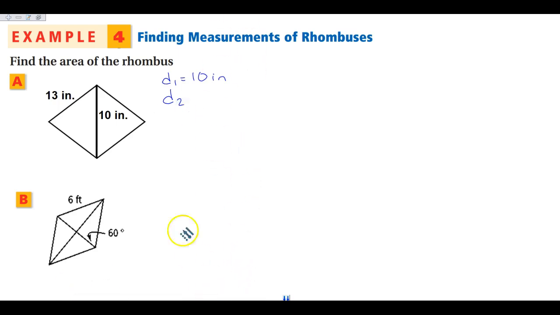So here is how we're going to take care of this. We are going to draw in the second diagonal. All right? Now, the first thing that we need to remember is that with our rhombuses, diagonals are perpendicular. Okay? Remember that they also bisect each other. So each of these pieces are 5.